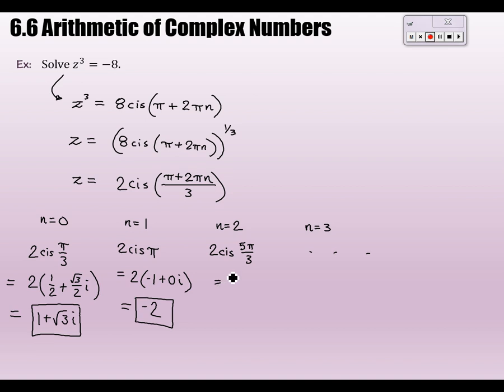We get the cosine and sine of 5 pi over 3 are positive 1/2 and negative root 3 over 2, respectively, right? Or the cosine and sine of 5 pi over 3 down here, right? And so that'll be 1 minus root 3i. Okay, so there they are. Those are the three cube roots of negative 8. One of them is the one you expected, but maybe these are the ones that are kind of cool that came out as well. Awesome.